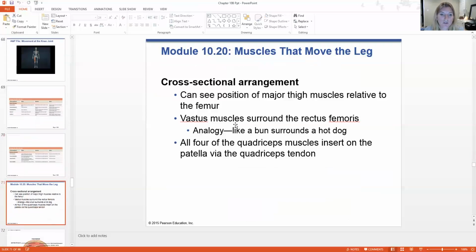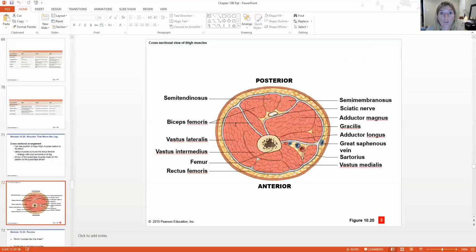You have a cross-sectional arrangement where you can see the major position of thigh muscles relative to the femur. The vastus muscles go around the rectus femoris, so lateralis and medialis, you'll see those. It's kind of like how a bun surrounds a hot dog. That's a very weird analogy. Anyways, all 4 of the quadricep muscles are inserting on the patella via the quadriceps tendon. So they all come down and merge together on one tendon and then insert on the patella. Hence quadriceps 4. Right? You can see them here in this kind of weird view.